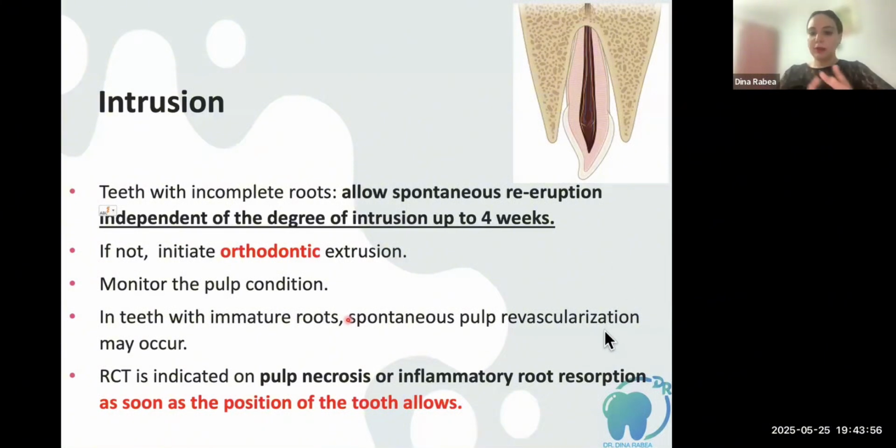If not, if pulp necrosis appears clinically, we have a clinical sign or symptom of pulp necrosis, or on the radiograph, we can see inflammatory root resorption signs, we have to start as soon as possible with calcium hydroxide injection, as mentioned earlier. So this is with open apices. We wait until 4 weeks, and then we initiate orthodontic extrusion.